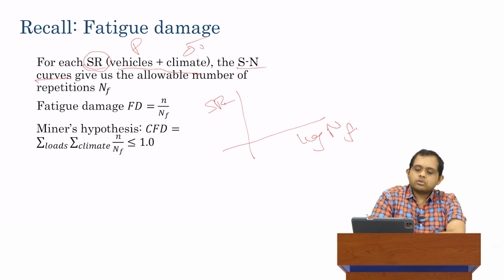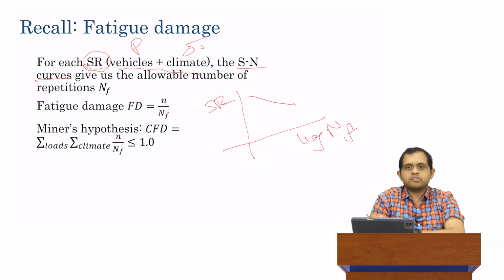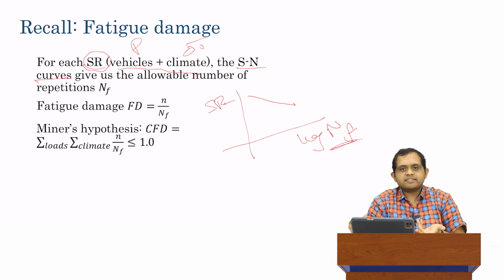And generally, the curve looked something like this. So it had a negative slope. As my stress ratio increased, my allowable number of repetitions decreased. That means if I have heavier loads, I can only have fewer repetitions of the heavier loads before failure. Recall here, failure was a little bit of a subjective term. So we have different SN curves.